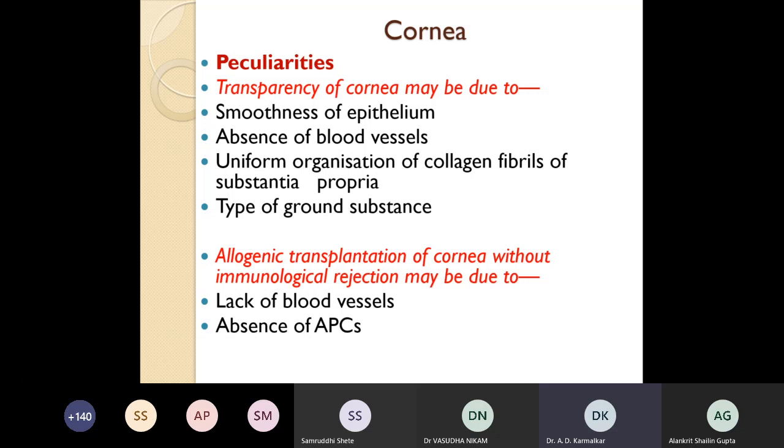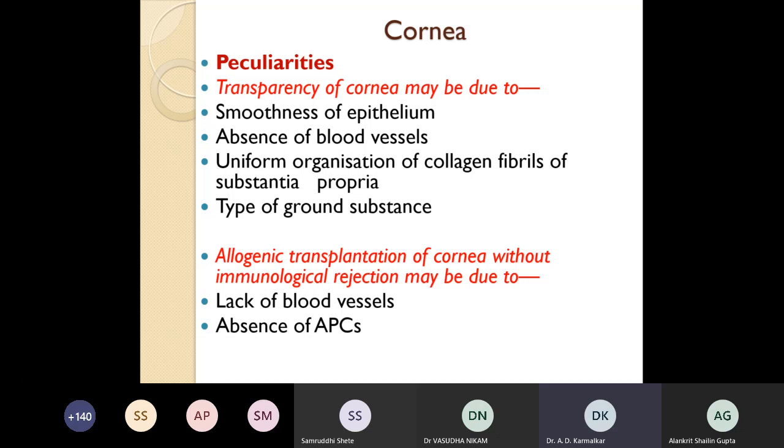Which are the factors which will help in the allogenic transplantation of the cornea without immunological rejection? This is mainly the absence of blood vessels and the absence of antigen presenting cells. So you should remember this, as it may be asked during the viva.